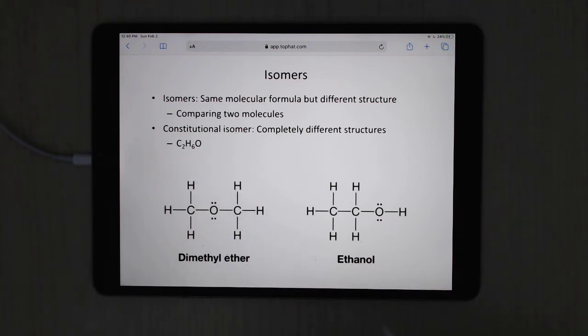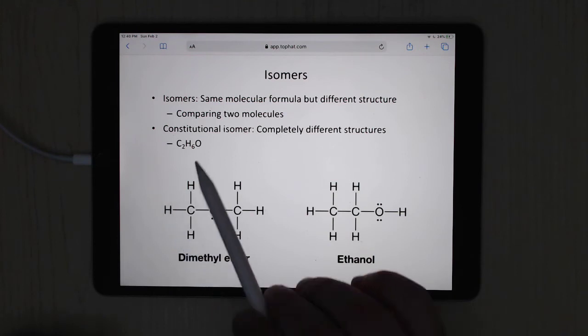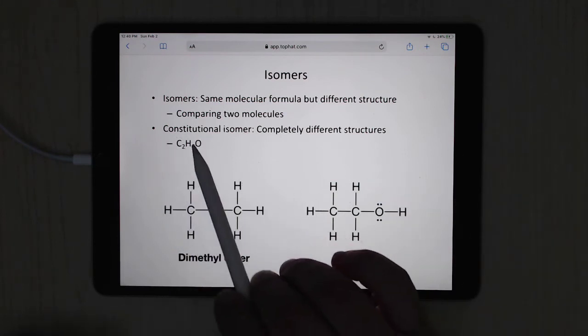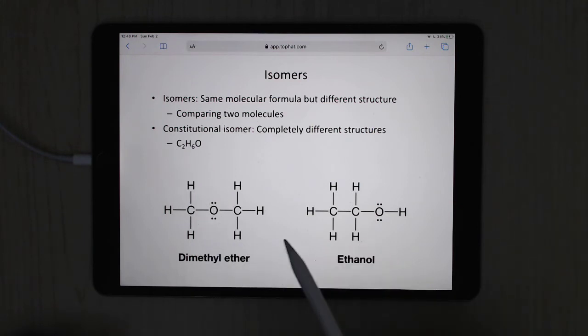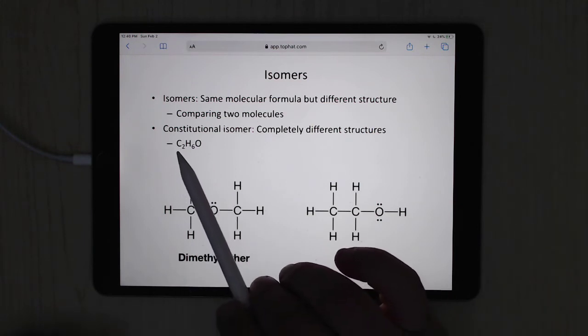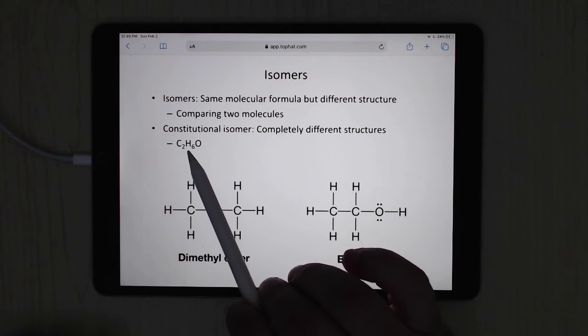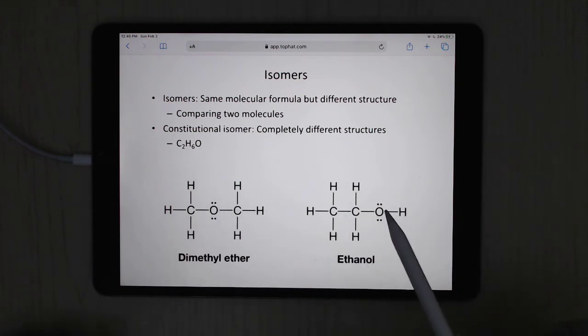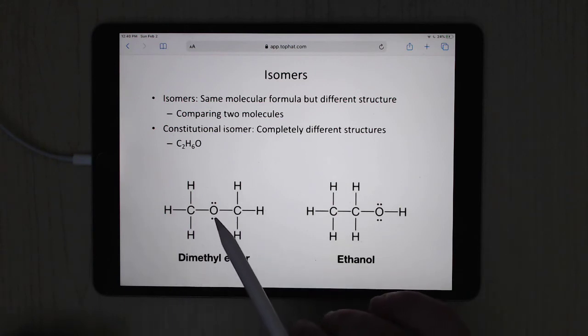The only thing they have related is the fact that they have the same number of each type of atom. They have the same formula. In this case, dimethyl ether has 2 carbons, 6 hydrogens, and an oxygen. And if you count, you can always count them up. Ethanol does as well.